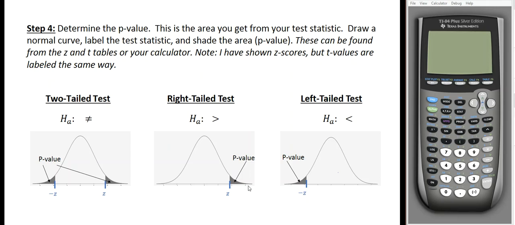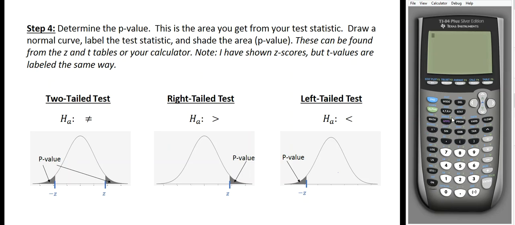To actually find this area, you could look it up on the chart like we've been doing, or we can use our calculator. And I put a little note here that the t-values are labeled the same way. It's just a matter of what chart we're going to look up the area from, or what function to use in the calculator. So let me go ahead and go to the calculator and turn that on.